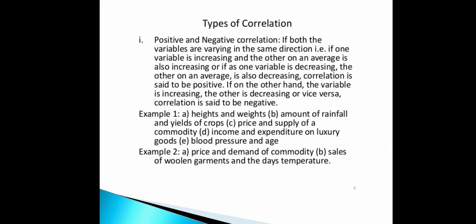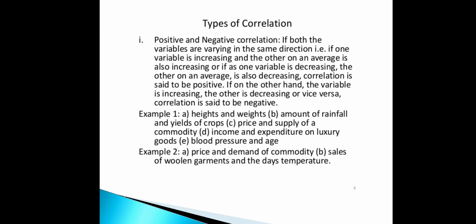If both variables are varying in the same direction, that is, if one variable is increasing and the other on average is also increasing, or if as one variable is decreasing the other on average is also decreasing, then correlation is said to be positive. In a simple way, if x and y are two variables, then if x increases, y also increases, and if x decreases, y also decreases. Both vary in the same direction, so we say they are positively correlated. That is a positive correlation.